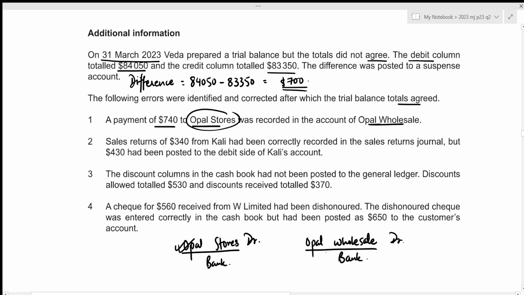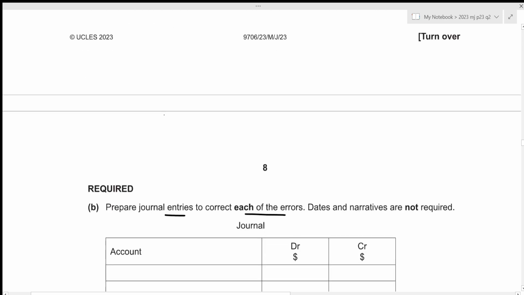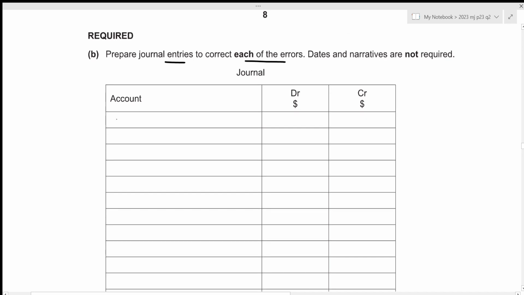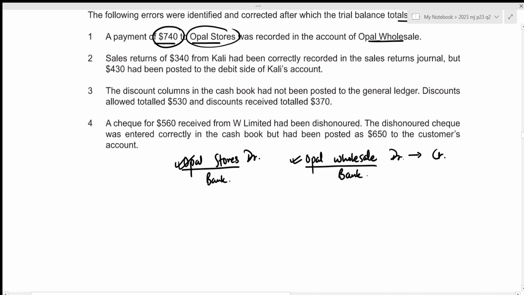Now, we need to remove Opal Wholesale from the debit side, which means that we just need to record Opal Wholesale now on the credit side, because remember that essentially debit and credit will cancel each other out. And we need to record the amount of 740. So the correction of the first error is just going to be Opal Stores on the debit side, because this was the actual receiver, and Opal Wholesale on the credit side, because we previously entered Opal Wholesale as the receiver in the debit side. So we just need to rectify that error. Okay, that's all for the first one.